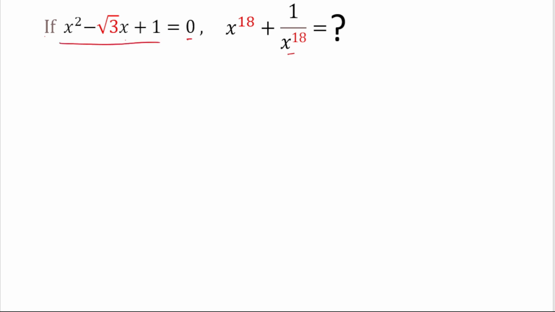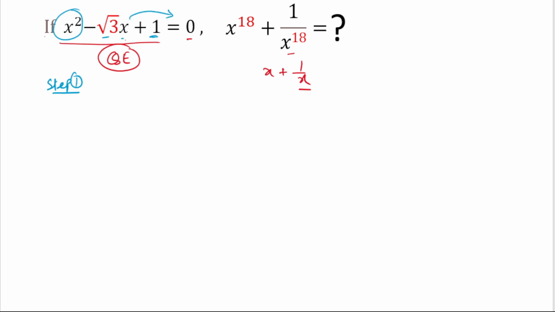Friends, for solving this type of problem, first of all we will try to make this first expression in the form of x plus 1 over x. This is a type of quadratic equation. So for solving this problem, our first step will be: we'll keep the square value and number value in the left hand side, and the coefficient of x value in the right hand side.